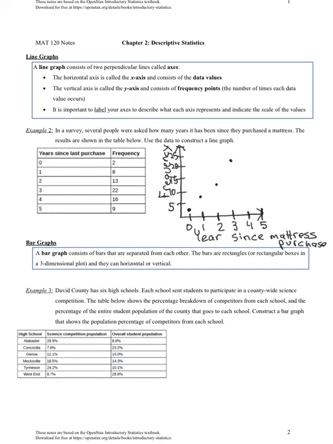And then for 4, he went to 16. And for 5, the graph goes down to 9. And from here, we connect each pair of dots with a line, like so. And that would be an example of our line graph.